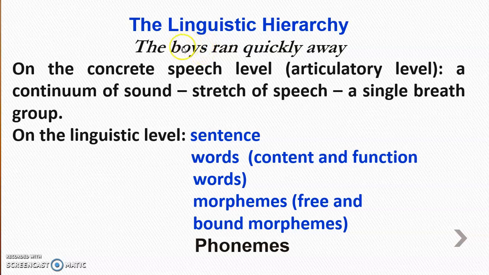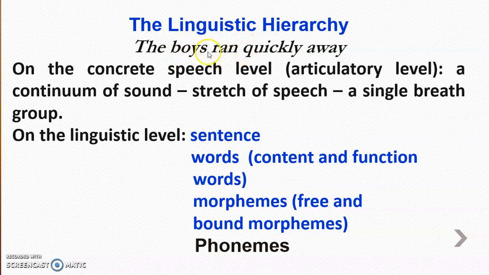It needs to be attached to the free morpheme in this case. So we speak of free and bound morphemes. So the plural morpheme would be a bound morpheme, and the noun in this case would be a free morpheme. So the word boys is made up of two morphemes.